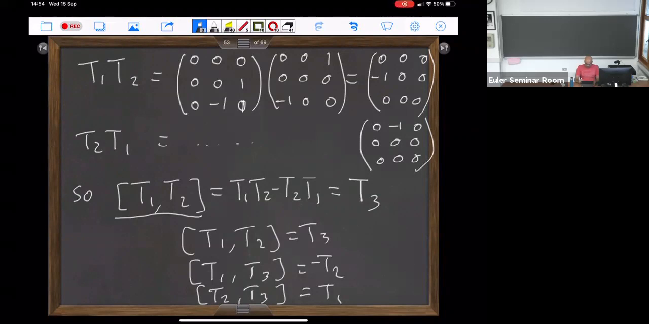So T1 and T2 gives T3. T1 and T3 gives minus T2. And T2 with T3 gives T1, okay? So this is all of the non-zero commutators. Obviously, if I take T1 with itself, I get zero. So these are all of the non-zero commutators, and this defines the algebra structure.